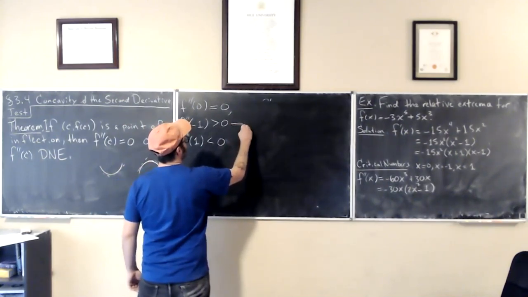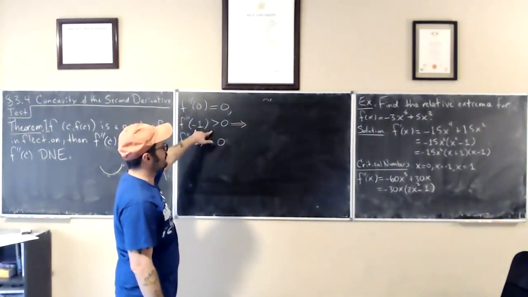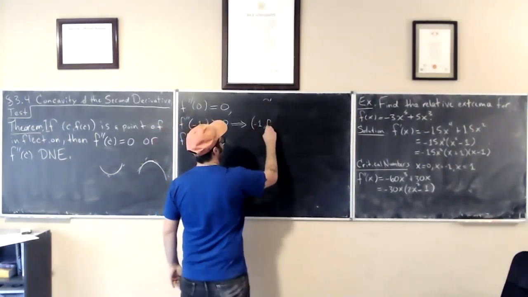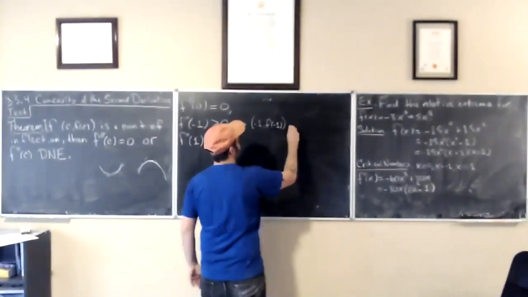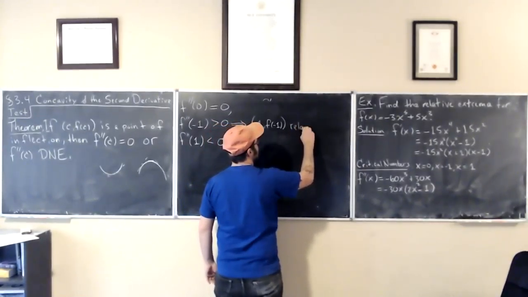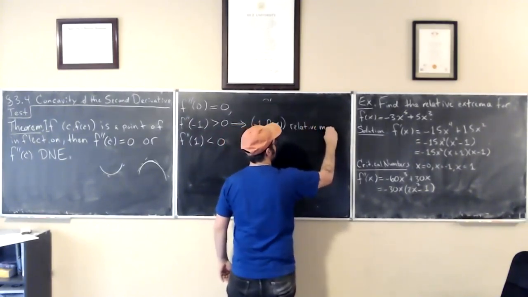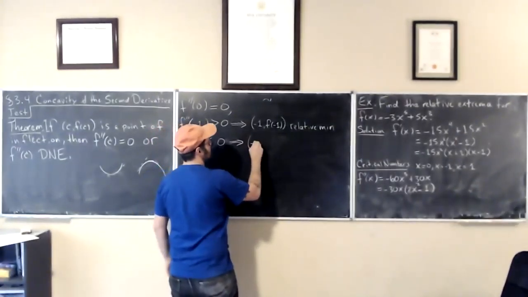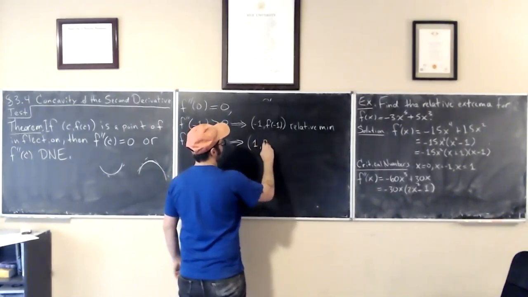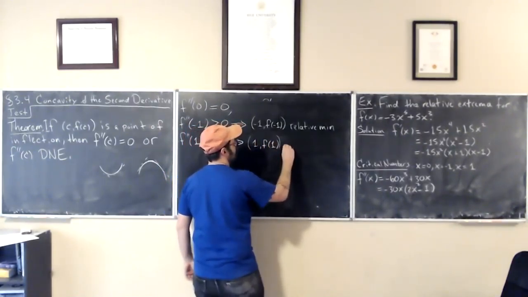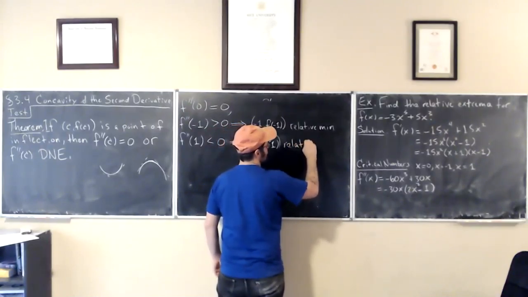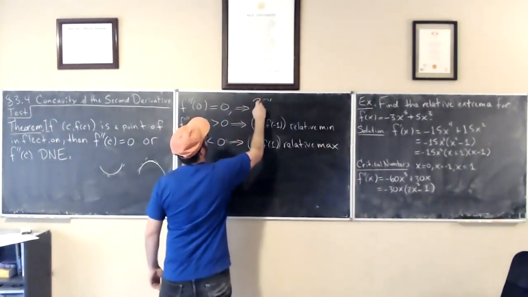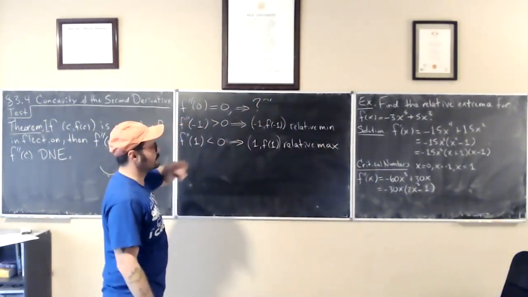So here, this means that we're concave up, so we're at a relative min. So negative 1, f of negative 1 is a relative min. This means we're concave down. So 1 comma f of 1 is a relative max. And when the second derivative is 0, we don't know.